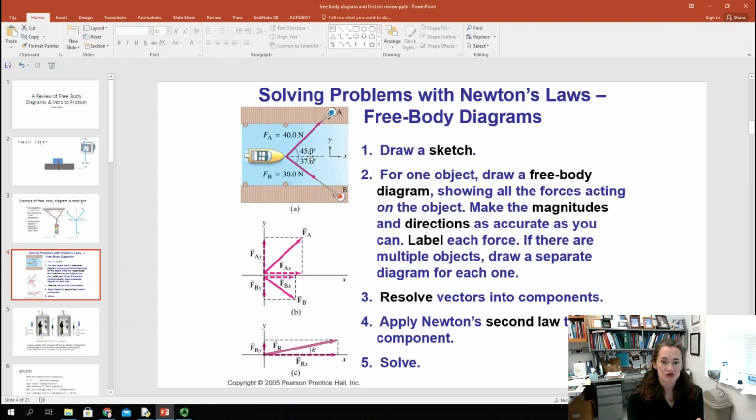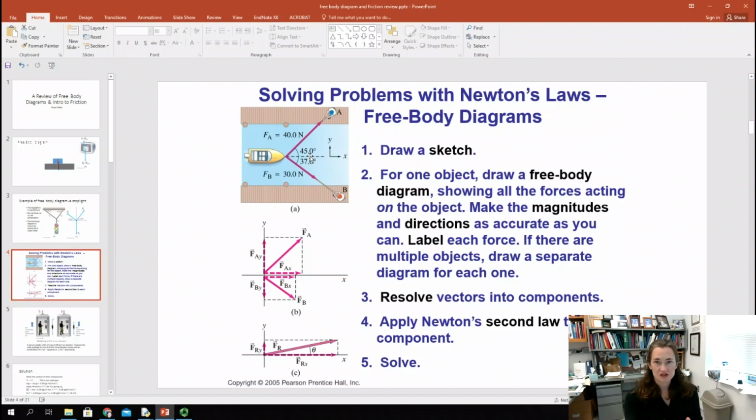You also want to make sure that you label the angles as accurately as you can. You want to give each force vector in your drawing a name, right? Labeled with an appropriate vector symbol with an arrow on top, okay? Given a name. And then, once you've drawn your free body diagram, you'll go on further.